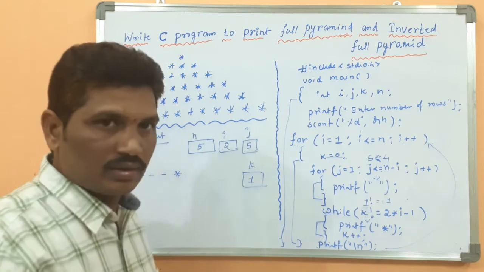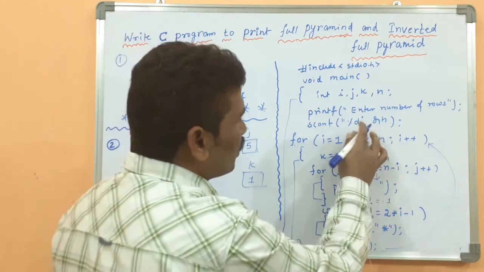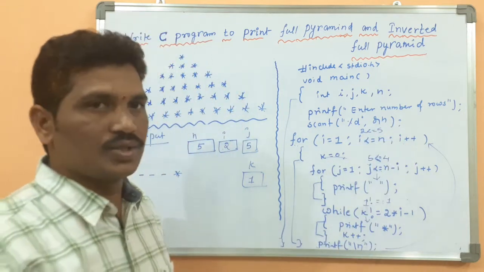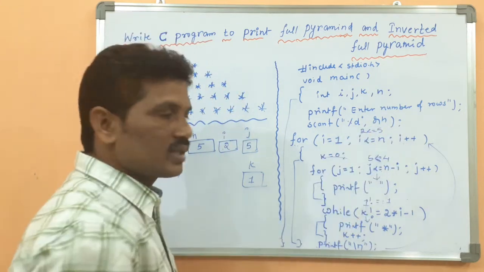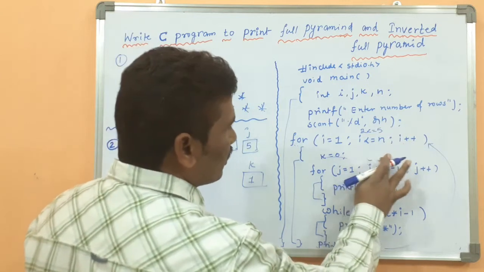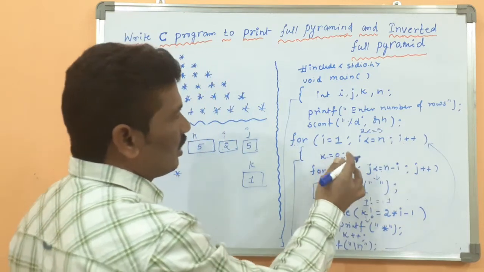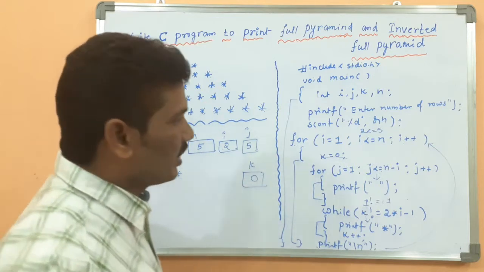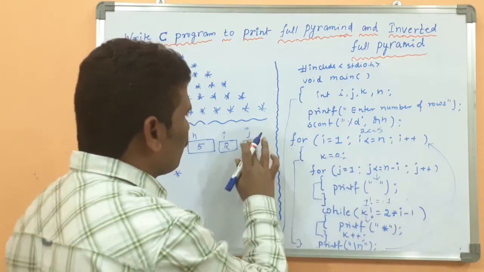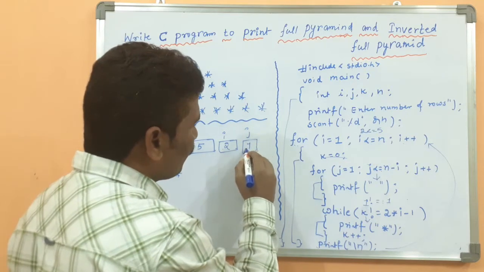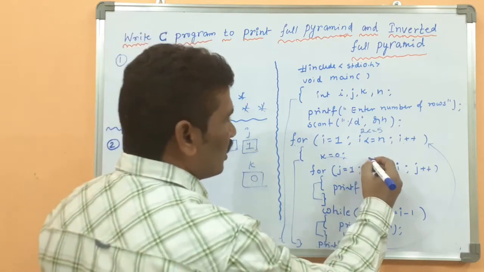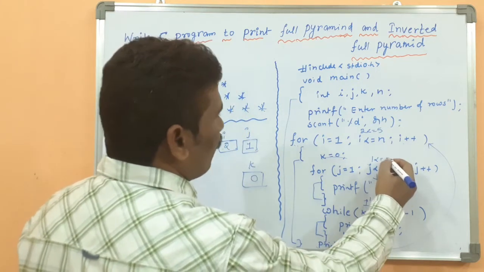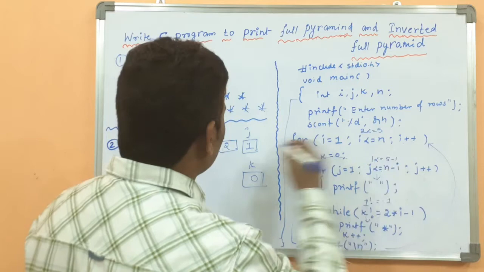Then 2 less than or equal to 5. The condition is true. Then again control comes to here. The k value should be reset to 0, initialized again to 0. Then the j value is reset to 1. Then 1 less than or equal to n minus I. The n value is 5, and the I value is 2.